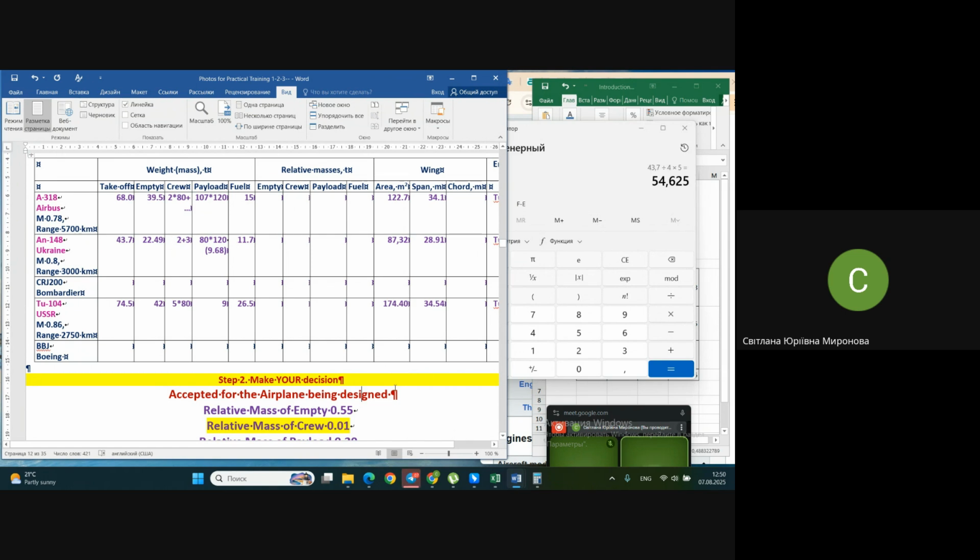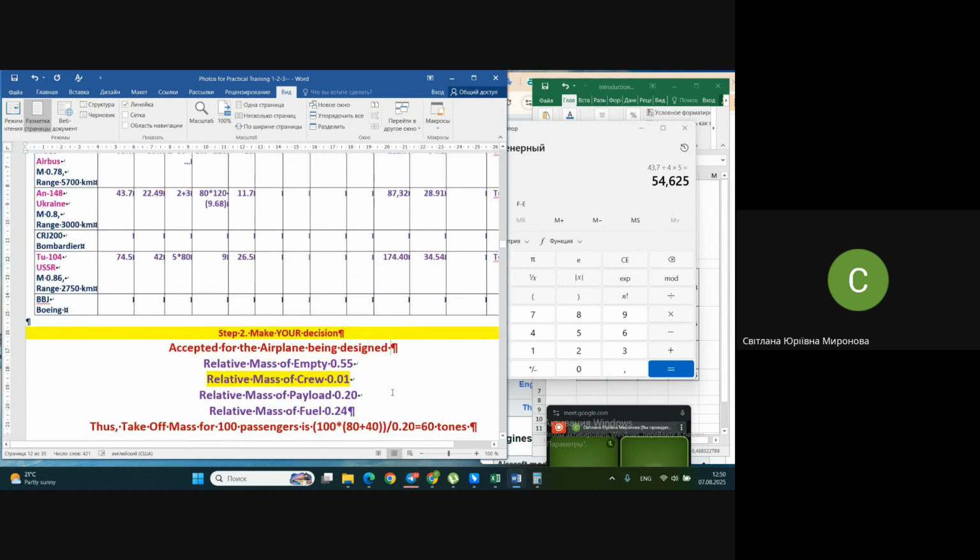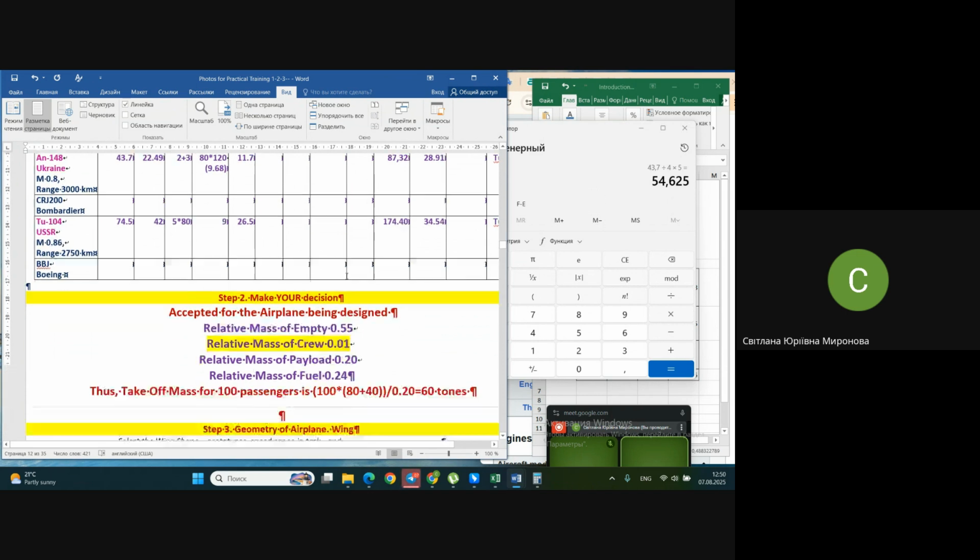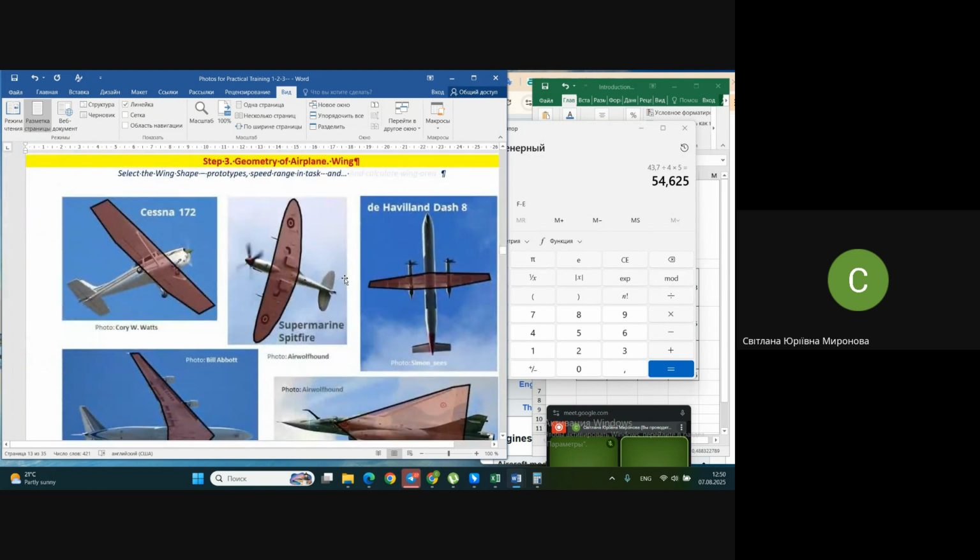So let's stop on this. Zero weight for us 60 tons. What is the next step? Next step, geometry of airplane. We need to create wing now. First, what does it mean create wing?